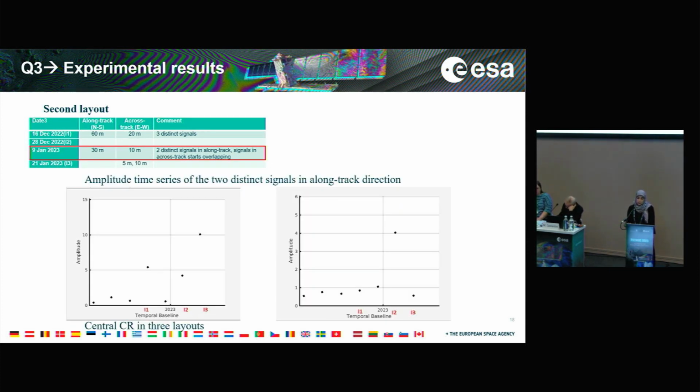So if we look at the amplitude time series of the 2 corner reflectors located in along track direction with 30 meter distance, we can see a jump of amplitude at I2, which is the SAR image after the second layout. On the left-hand side, you can see the amplitude time series of the central corner reflector. So that's why we've got a jump of the amplitude at I1, I2, and I3.